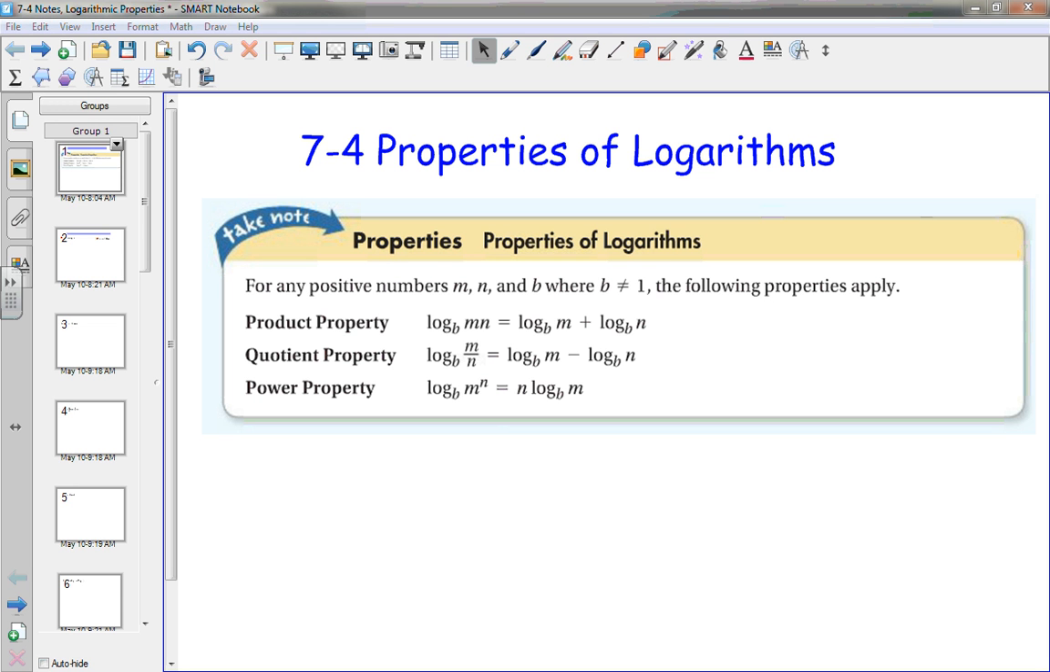Today what we're doing is we're going to be taking something that is really, really big and making it come down to a nice little neat package called condensing. Or we're going to take something really, really small. We're going to stretch it out, make it really, really long and big, and that's called expanding. So we're condensing and expanding using these 3 properties.